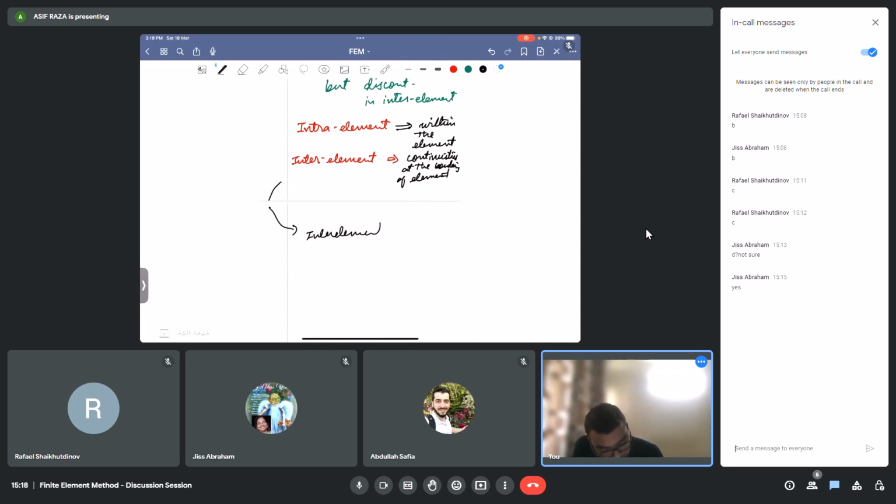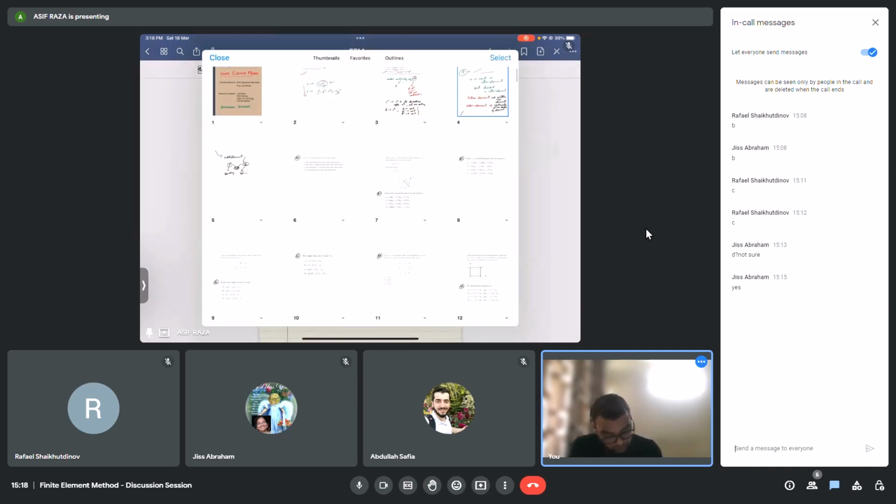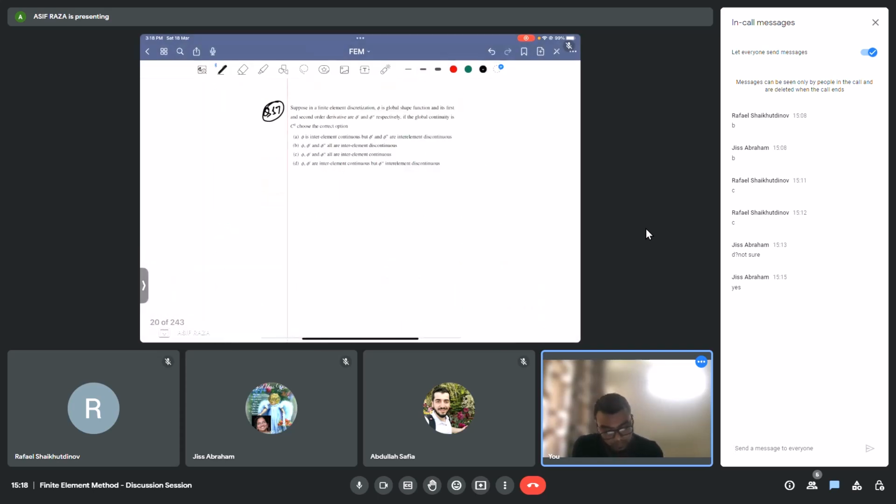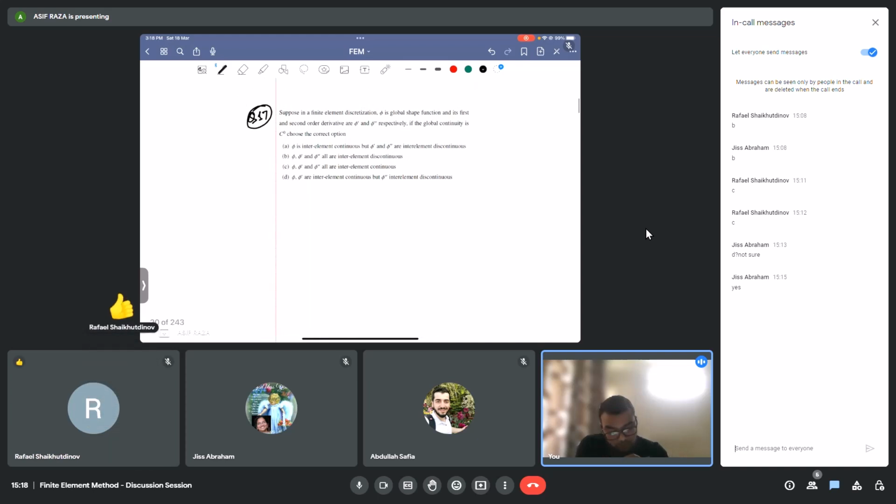So in the inter-element case, we compare across elements. Suppose at the first element boundary we have some function value, and at the second element boundary we have some function value. The ending and the starting value should be the same for the continuity to be maintained. In light of this, I'll go into a similar question asked in the assignment. I hope what I said gave some clarification.